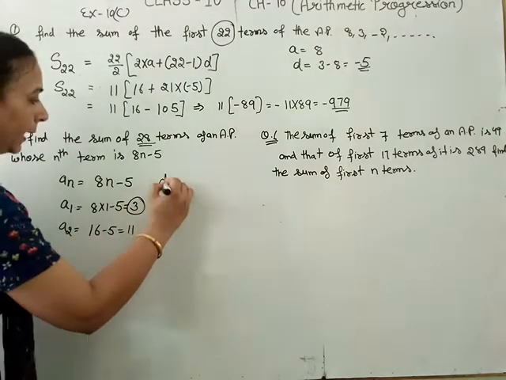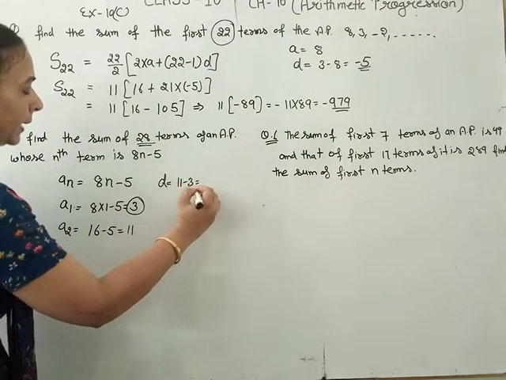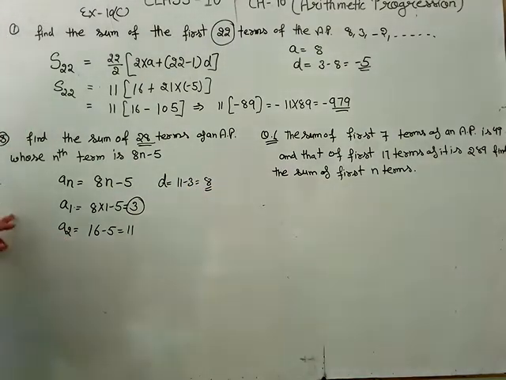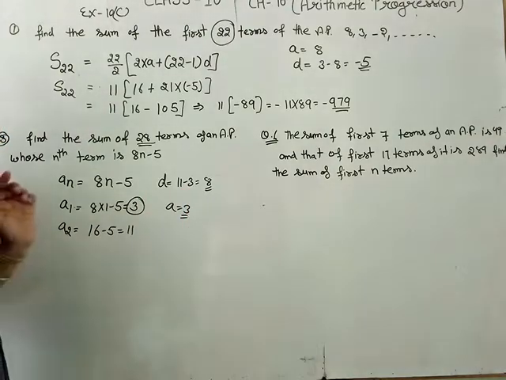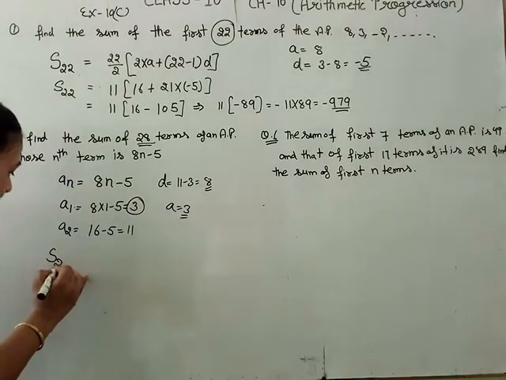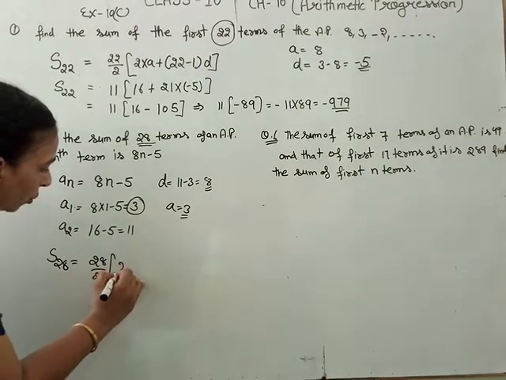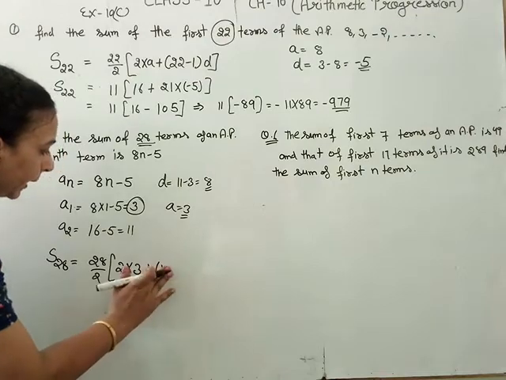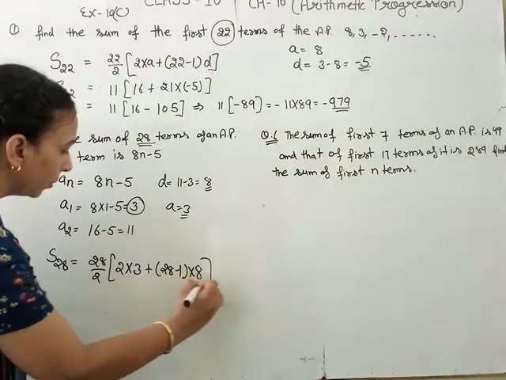Then we find b, the second term minus the first term: 11 minus 3, which equals 8. Okay, we have first term a equal to 3 and common difference d equal to 8. Then we find the sum of 28 terms, that means S28, which equals 28 by 2 into 2 into a, in place of a 3, plus n minus 1, in place of n 28 minus 1, into d 8.